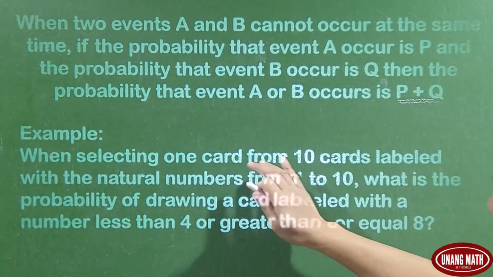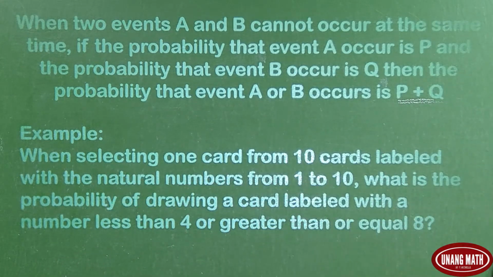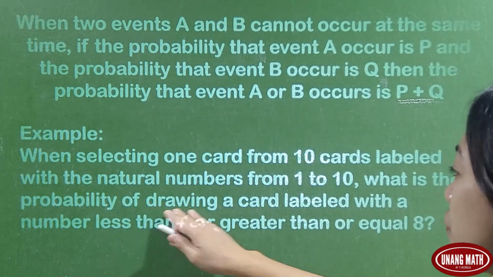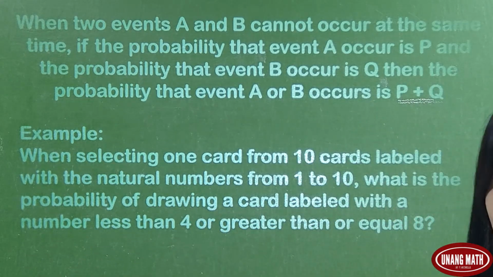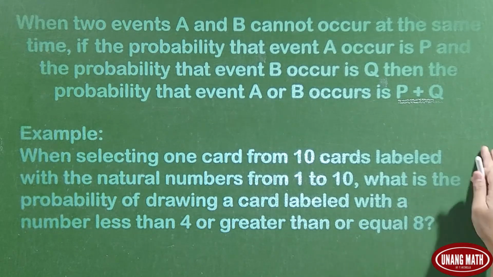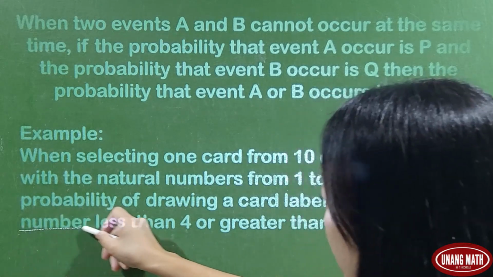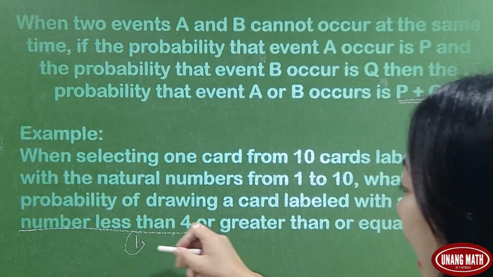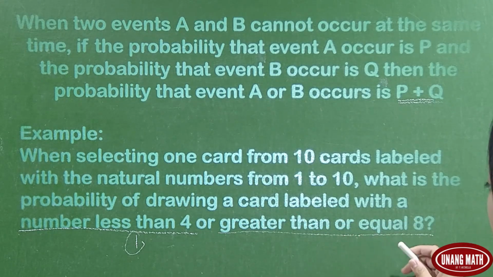When selecting one card from 10 cards labeled with the natural numbers from 1 to 10, what is the probability of drawing a card labeled with a number less than 4 or greater than or equal to 8? In this problem, our first event is a number less than 4, and the second one is a number greater than or equal to 8.